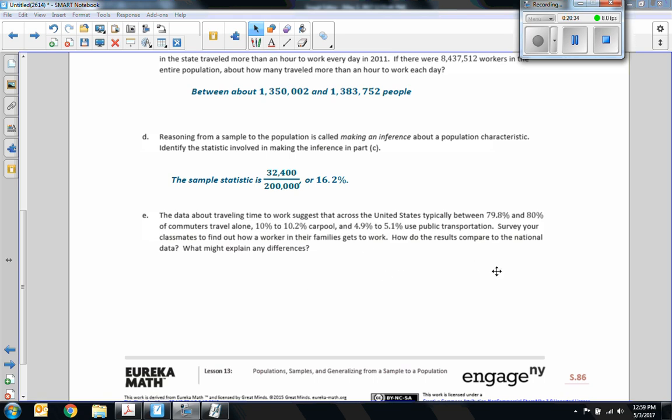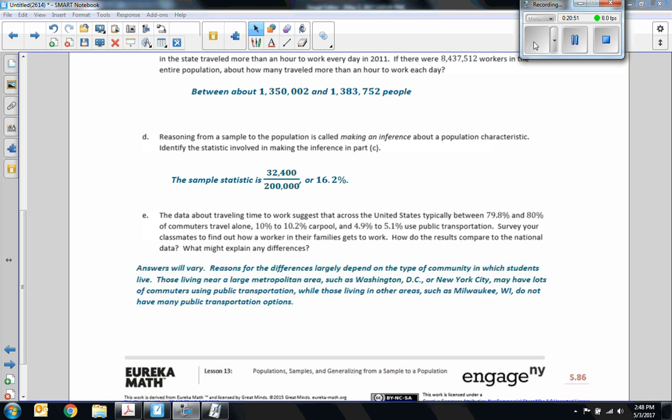And E says the data about traveling time to work suggests that across the United States, typically between 79.8 and 80% of commuters travel alone, 10% to 10.2% carpool, and 4.9 to 5%. Okay, so in problem E, answers will vary. Reasons for differences largely depend on the type of community in which students live. Those living near a large metropolitan area such as Washington, D.C. or New York City may have lots of commuters using public transportation, while those living in other areas such as Milwaukee, Wisconsin do not have many public transportation options.